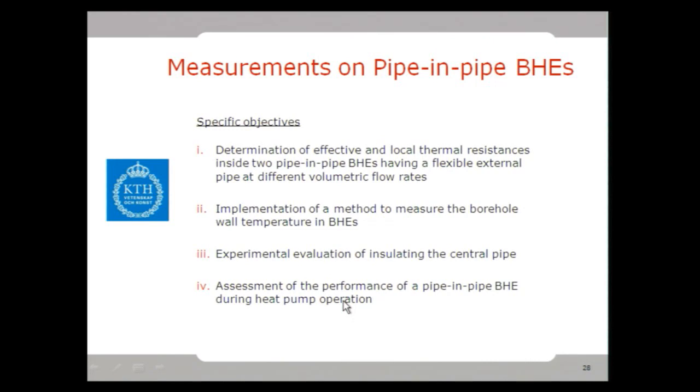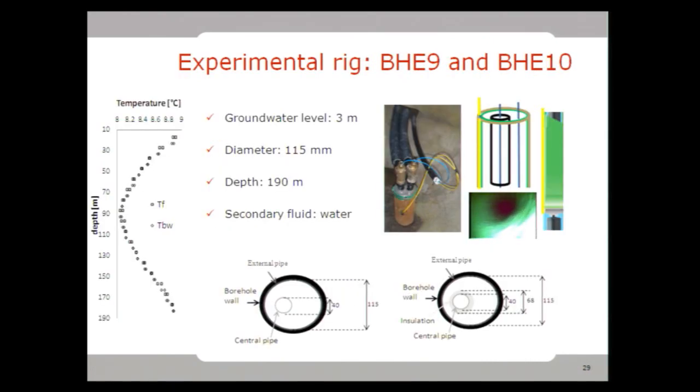Implementation of a method to measure the borehole wall temperature, experimental evaluation of insulating the central pipe in these heat exchangers, and assessing the performance of this heat exchanger during heat pump operation. And these experiments were done in two heat exchangers internally called in the project BHE9 and BHE10. And these two heat exchangers are illustrated here.